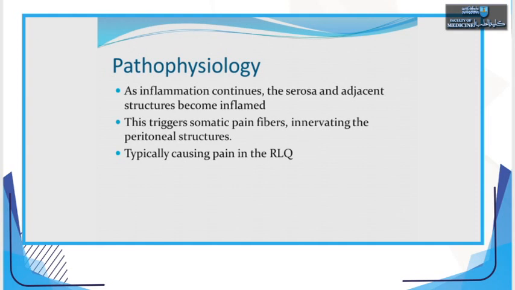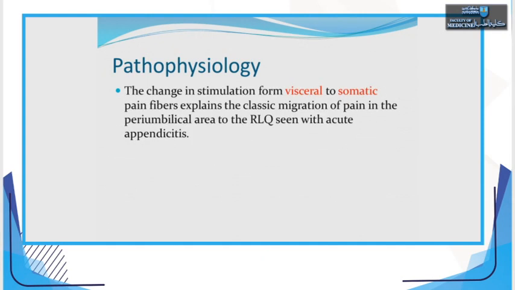As inflammation continues, the serosa and the adjacent structures become inflamed. This triggers somatic pain fibers innervating the peritoneal structures, typically causing pain in the right iliac fossa. The change in stimulation from visceral to somatic pain fibers explains the classic migration of pain from the periumbilical area to the right iliac fossa seen in acute appendicitis.